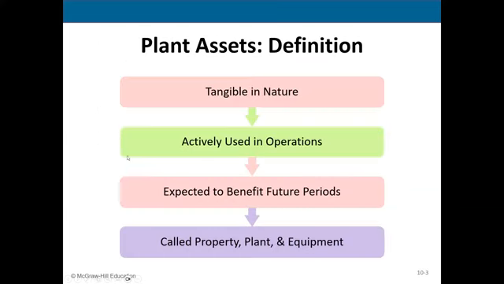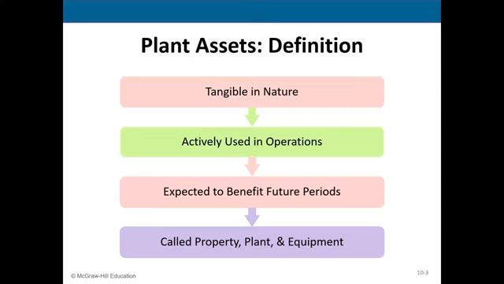So first, let's talk about property, plant, and equipment. Property, plant, and equipment are tangible assets that the company uses for more than 1 year. Okay? These are also known as what we call fixed assets. The majority of fixed assets are used to help to generate the company revenue. So we use our building, we use our machinery, we use our environment to help the company to generate revenue.